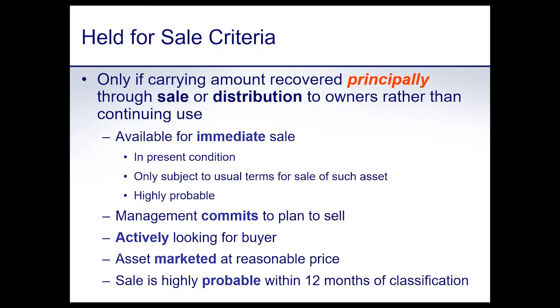And lastly, is the sale highly probable within 12 months of classification? If my answer to all of these things comes back as a yes, the asset is available for immediate sale in its present condition, and we think that the transaction is likely to happen, management is committed, we're actively looking for a buyer, we're asking for a reasonable price, and we think that this is going to happen within 12 months of classification, then absolutely by all means, I will classify this as held for sale.